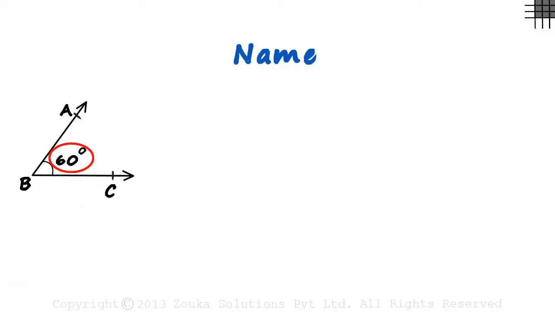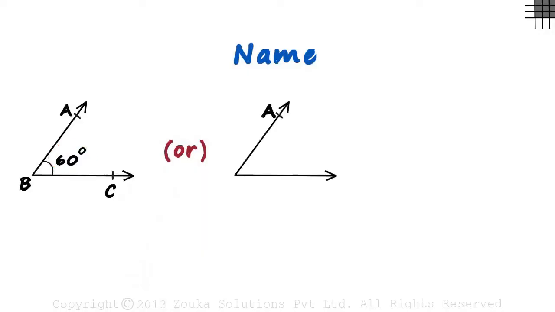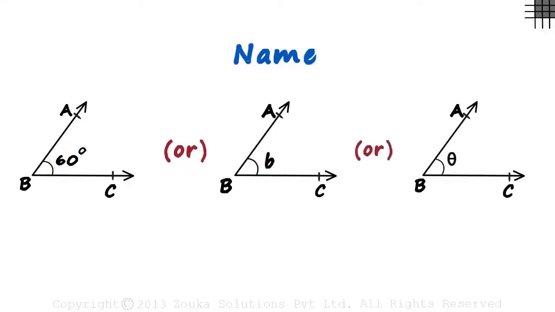Sometimes the measures of the angles are not given, and variables or small case letters are used instead. Like this. So the variable b would equal 60 degrees. Sometimes even Greek symbols like theta are used. In this case, theta would be equal to 60 degrees. The letter b and theta are generally just used for convenience.